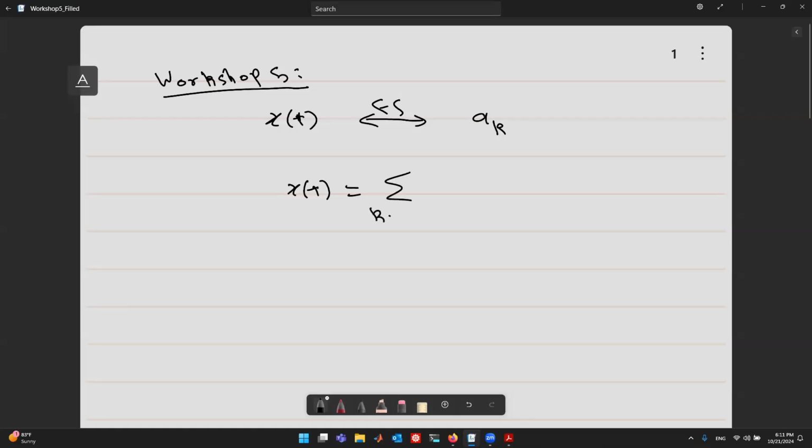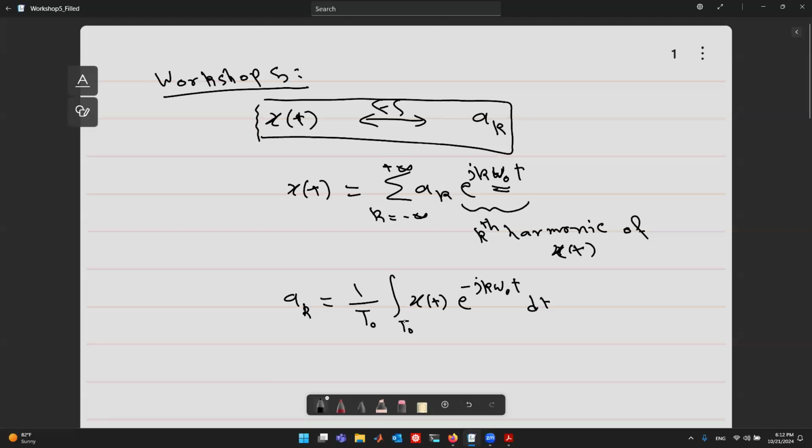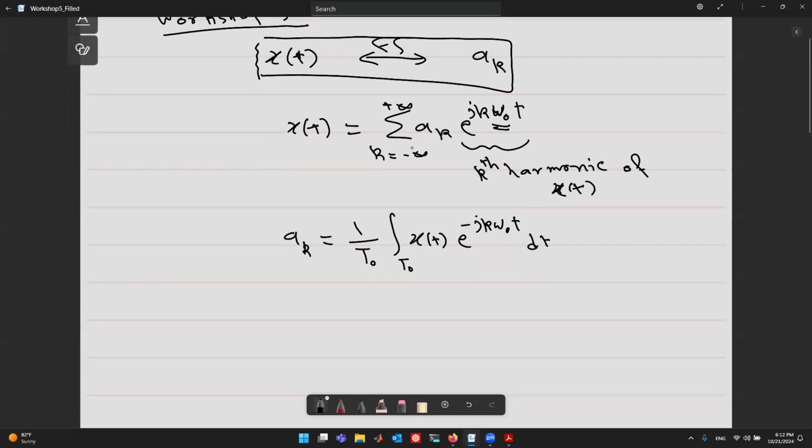It's just the summation of a_k exponential j k omega naught t, where omega naught is the fundamental frequency of x(t), and we call this the kth harmonic of x(t). Also, we know that a_k can be obtained using this equation: 1 divided by the fundamental period of x(t), integrating over 1 period of x(t), x(t) exponential minus j k omega naught t dt. So let's agree on this notation, and I'll use it for all of the properties.